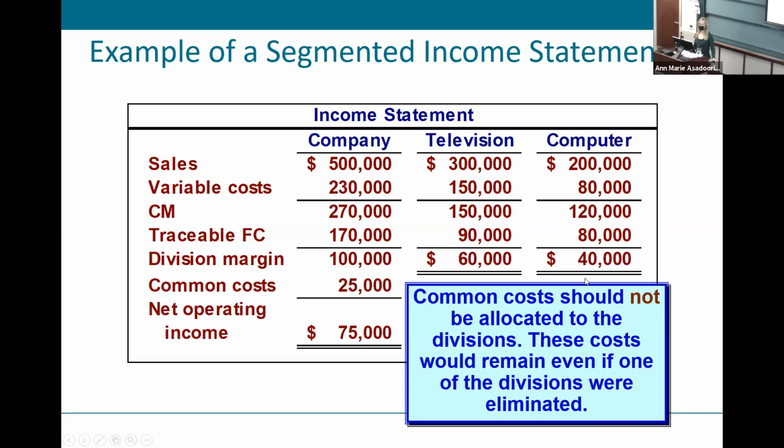And you're going to look at this and you're going to say, nope, the computer division is bringing in money. It's profitable, right? This computer division, revenue over expenses caused by that division, is bringing in $40,000 to this company as a whole. If I eliminate it, I'm going to see my net income go down by $40,000. Okay. Everybody good?